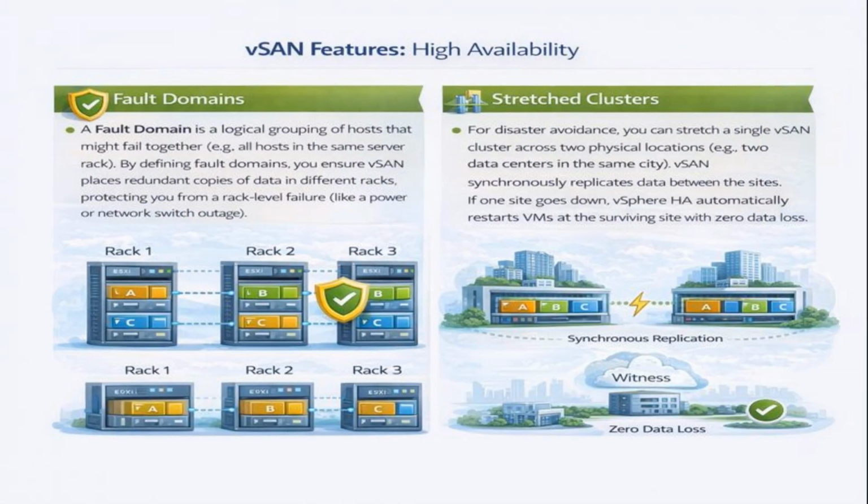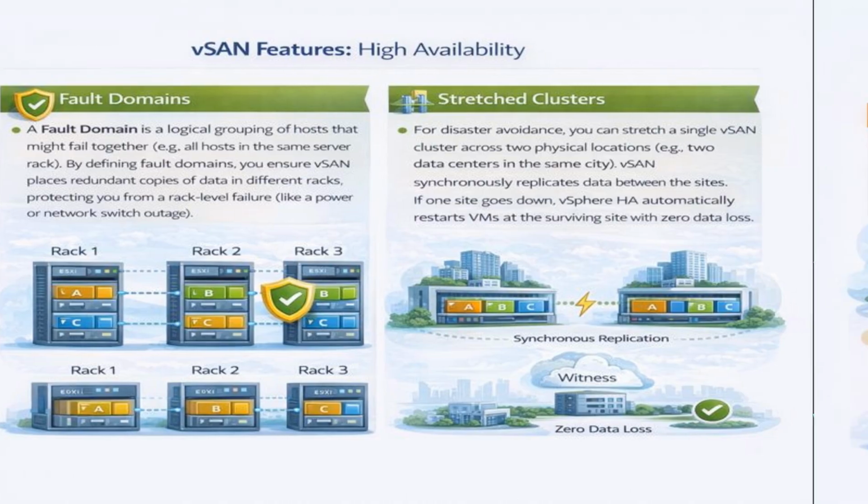vSAN features: high availability. Fault domains group hosts that may fail together, like a rack, to ensure data replicas are placed in different locations, protecting against rack-level failures. Stretched clusters extend a vSAN cluster across 2 sites with synchronous replication, enabling automatic VM restart with 0 data loss if one site fails. In short, vSAN ensures high availability by intelligently placing data and supporting site-level disaster avoidance.